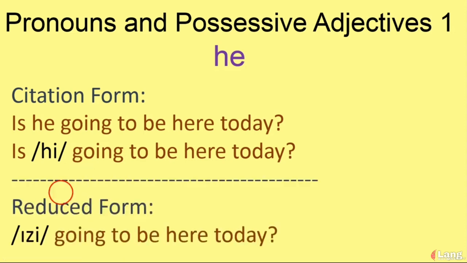But in reduced form, we drop the sound of the H, and combined with is, we say iz-ee. We just say E for he. Is he going to be here today? Repeat. Is he going to be here today?